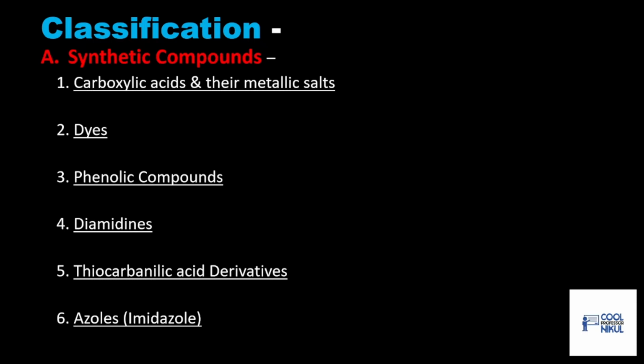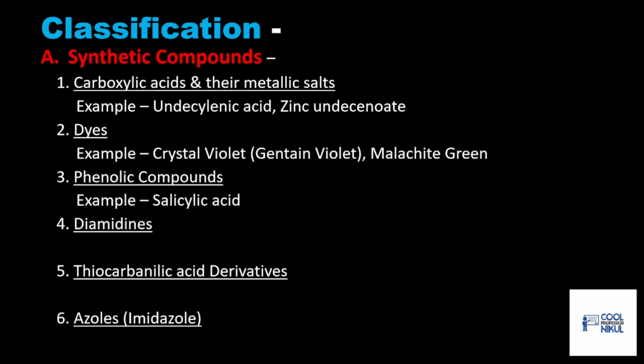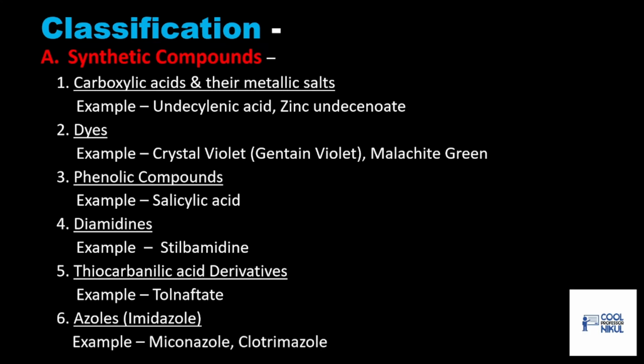Let's go through the examples one by one. The examples for carboxylic acids and their metallic salts are undecylenic acid or zinc undecylenate. The examples of dyes are crystal violet, that is gentian violet, and malachite green. For phenolic compounds, the example is salicylic acid. For diamidines, the example is stilbamidine, and tolnaftate is the example of thiocarbonylic acid derivatives. The azoles examples are miconazole and clotrimazole.